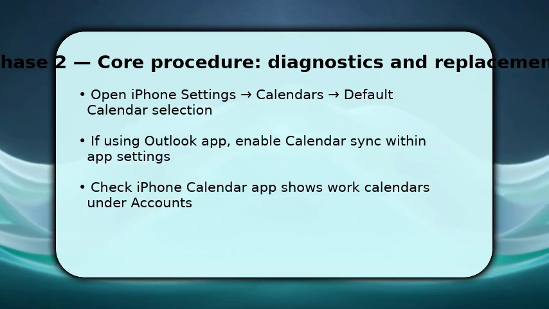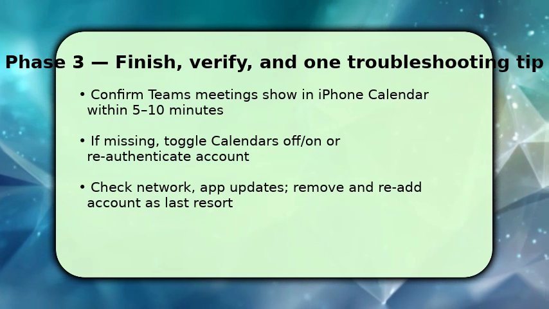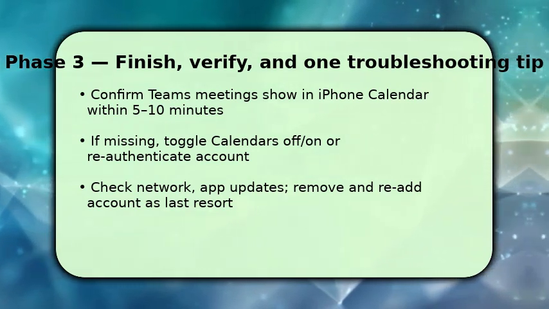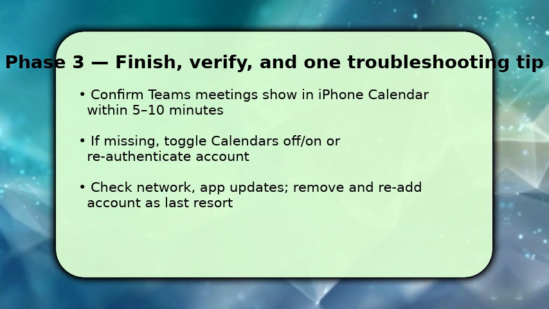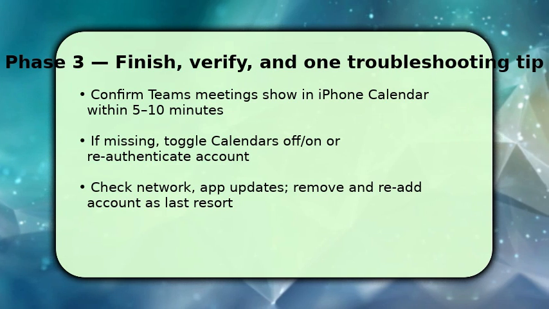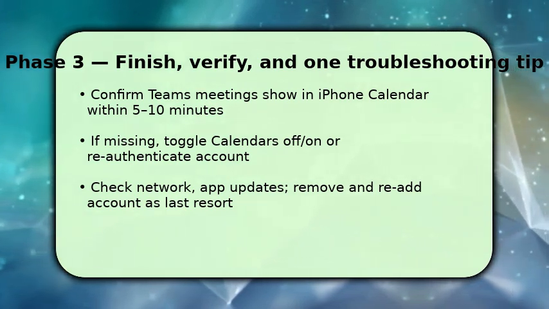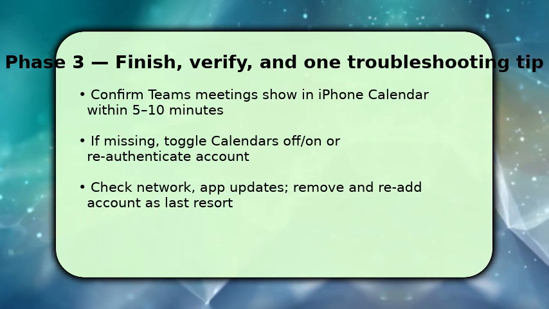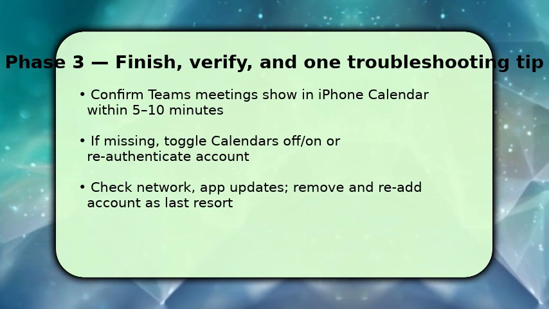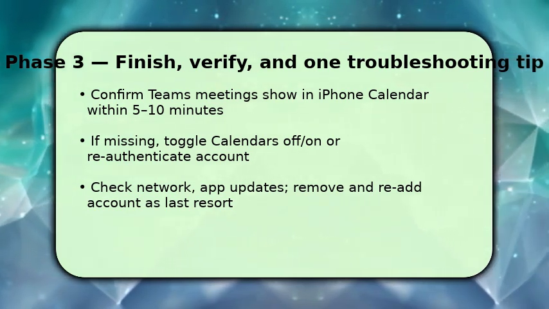Finish by verifying that Teams meetings appear in your iPhone calendar. Give it 5 to 10 minutes after setup. If events don't show, go back to settings and toggle calendars off and on for that account, or open Teams and re-authenticate so tokens refresh. Make sure you're on Wi-Fi or cellular, and that iOS, Teams, and Outlook are up to date. These updates often fix sync bugs. If problems persist, remove the Exchange account and add it again. That usually clears stubborn permission or token errors.